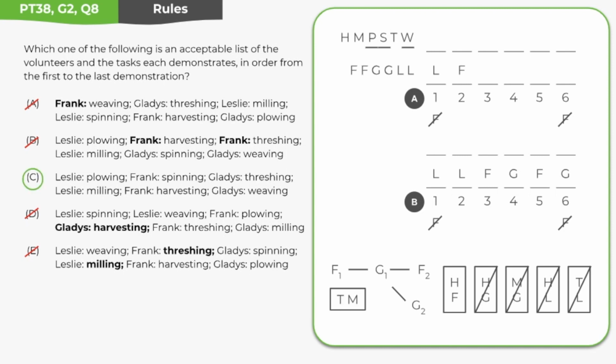And that's essentially the process that you want to be taking. Just take the rules one at a time, knock out the wrong answer choices. The thing that's remaining is the right answer. Move on to the next question. It's the safest way to go.